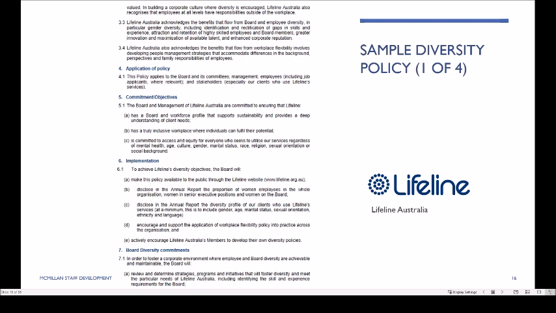Then the application of its policy. This policy applies to the board, its committee, management, employees, including job applicants, where relevant, and stakeholders, especially our clients who use Lifeline services. So again, depending on the size of your organization and governance requirements and the context and so forth, for a small business, you may incorporate the purpose, the background, the introduction, and the application of policy all into one.